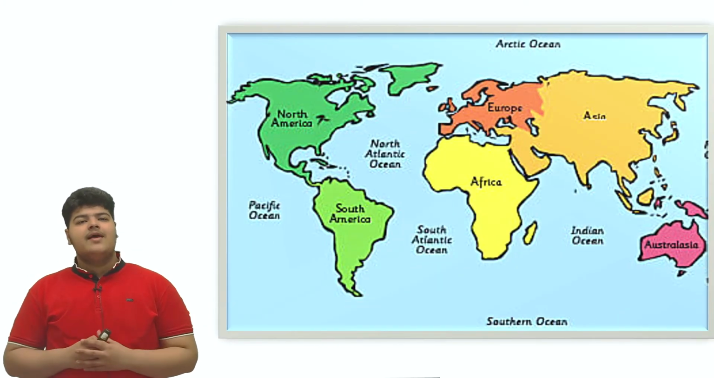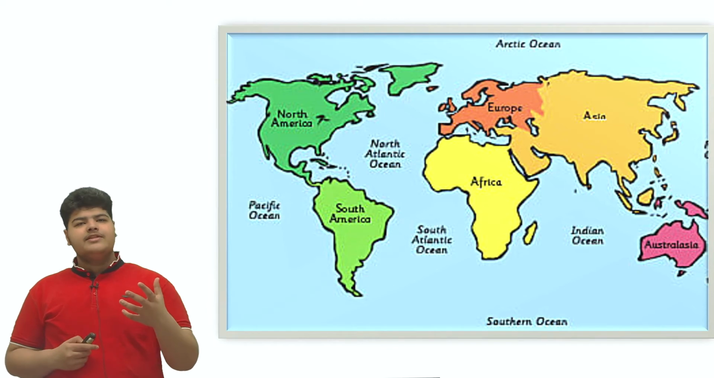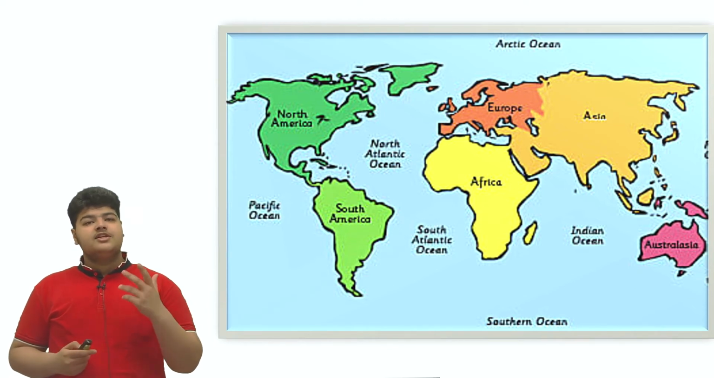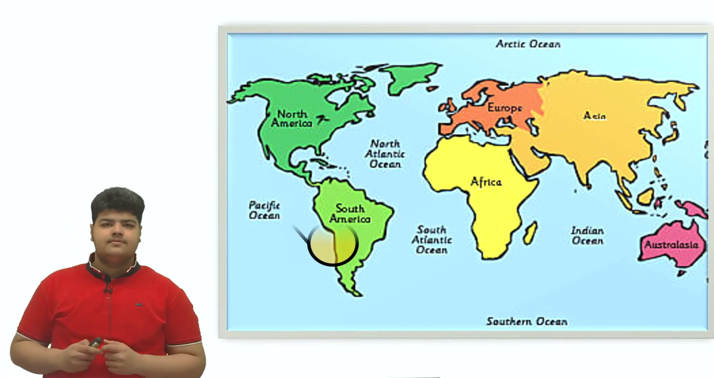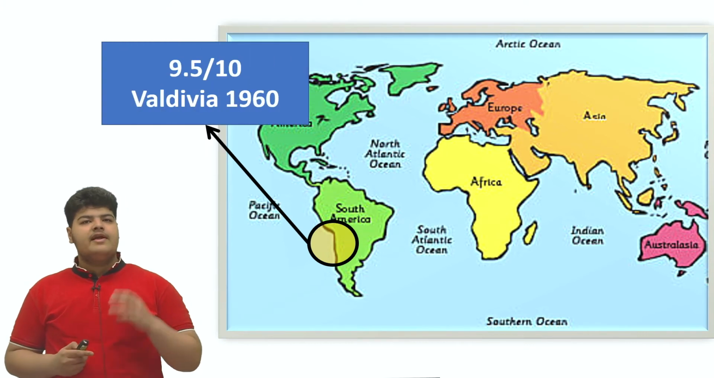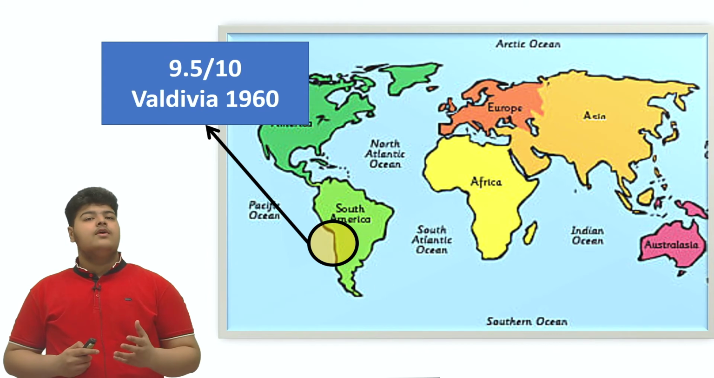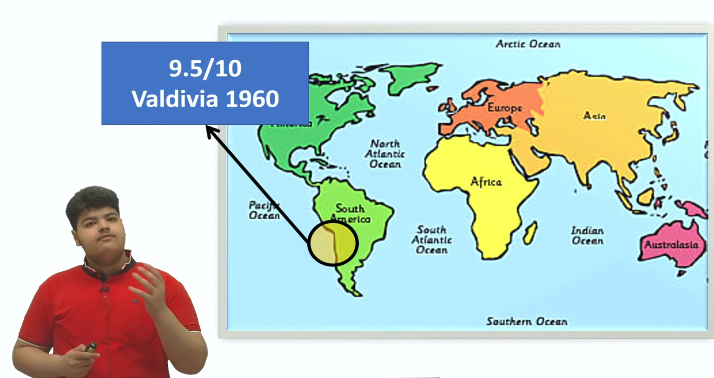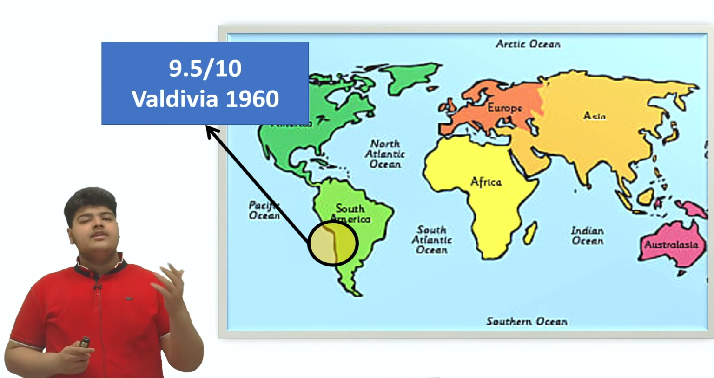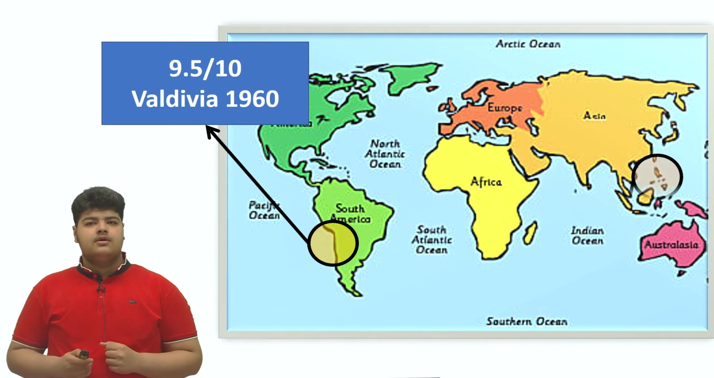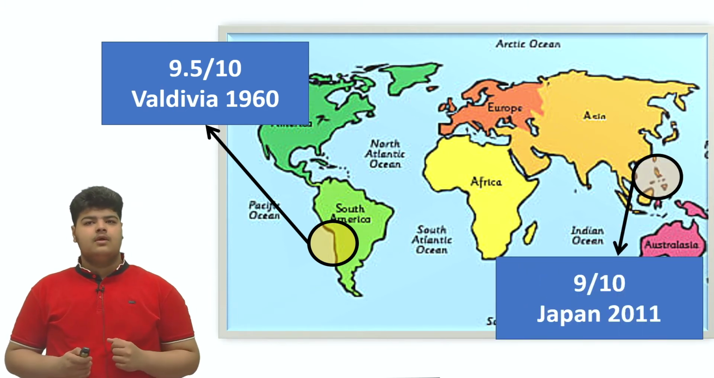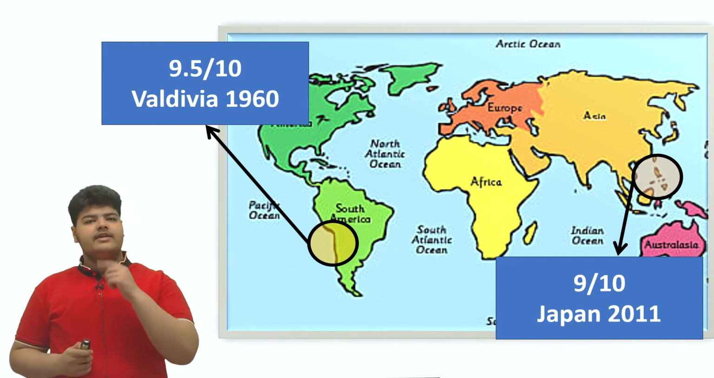So friends, it's time for a GK lesson. Two places where the earthquake was extremely strong were, first, Valdivia in 1960, where there was an earthquake of intensity 9.5 out of 10. Another earthquake happened in Japan in 2011, which was of intensity 9 out of 10.